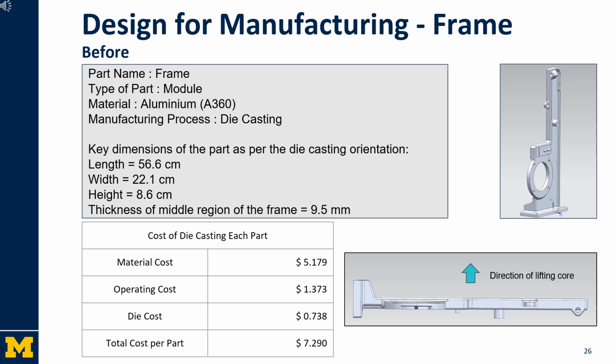Now coming to the DfM for the frame, which is a module part made of aluminium. Die casting is the process by which this part would be made. The key dimensions of the part and its orientation while die casting can be seen in the slide. The pre-DfM cost of manufacturing one frame was calculated to be $7.29.